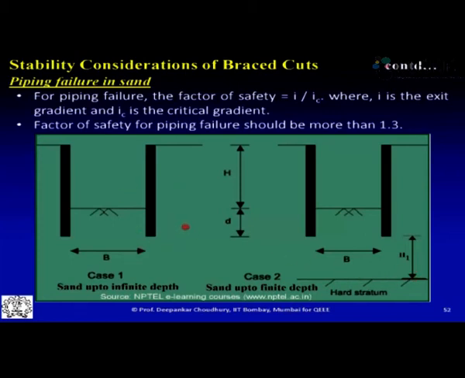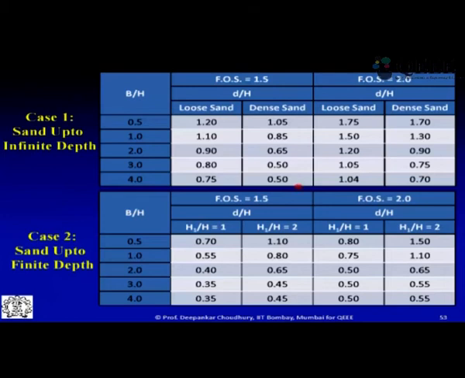So in such case, what criteria do we have to check? We have to check the conventional piping failure criteria. That means factor of safety we have to find out in terms of hydraulic gradient I by critical hydraulic gradient IC. And here also the piping failure criteria has to be satisfied with factor of safety more than or equal to 1.3. You can see some design charts over there.